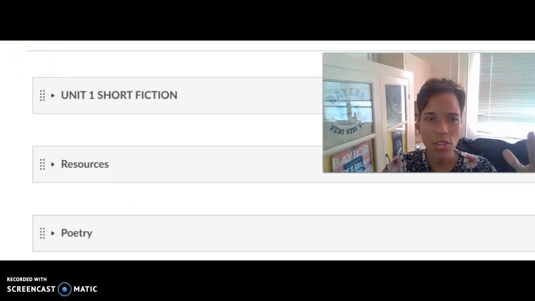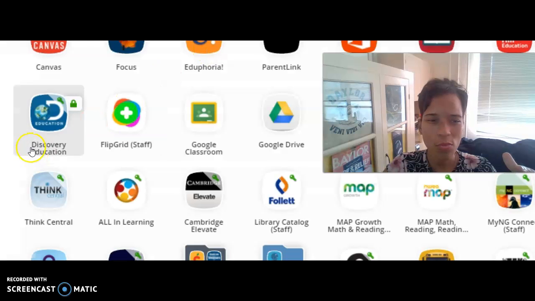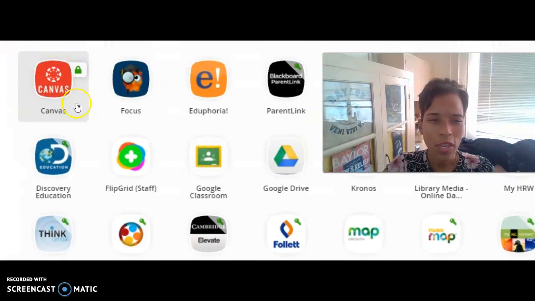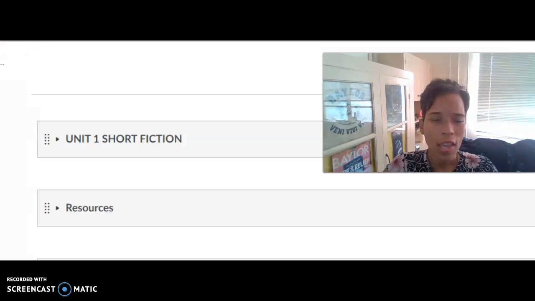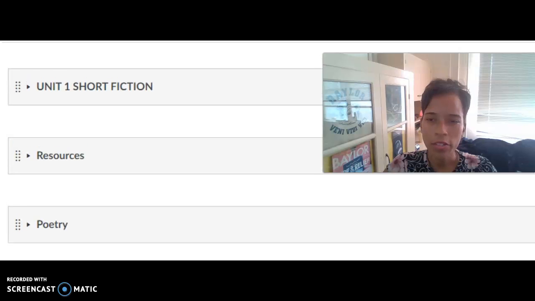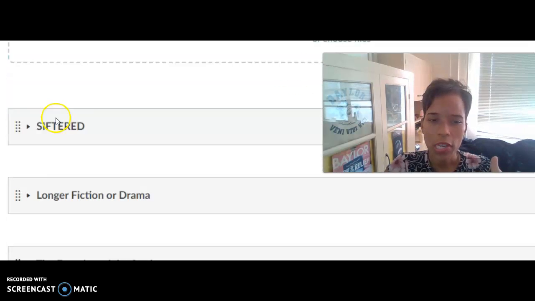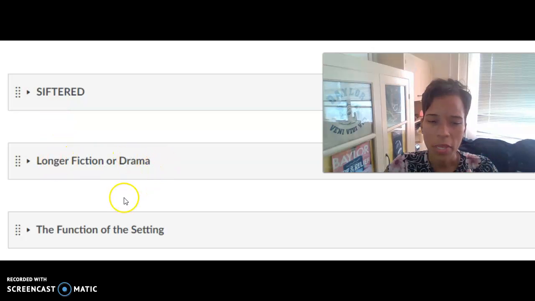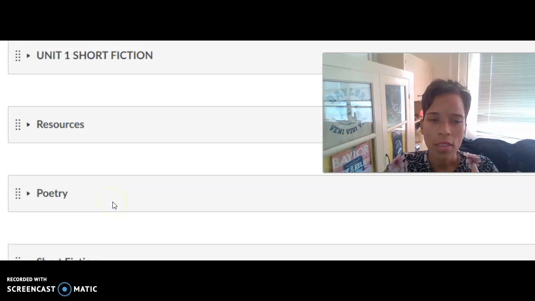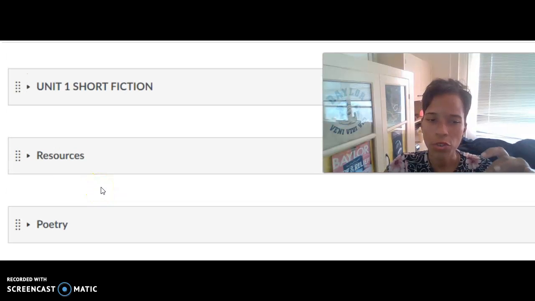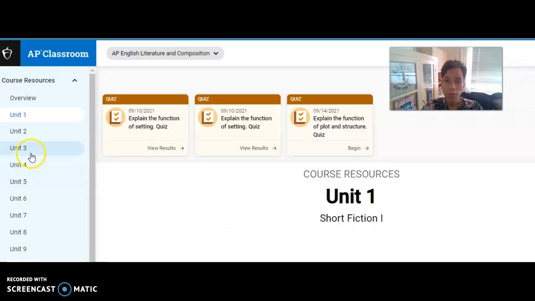In their Canvas, you will see that your student has access to the Fort Worth ISD Canvas, and this is what it looks like. They go here in their Fort Worth ISD Launchpad and Apps, and we have our AP Literature course there. We're on Unit 1 with short fiction. We will do poetry. We will also do longer fiction and drama. Those are the 3 hubs that we tend to live in: short fiction, poetry, and longer fiction and drama. These are all of our units that we will complete throughout the year.